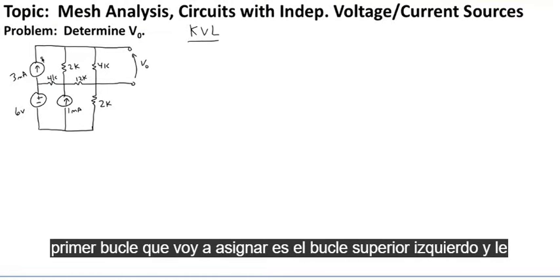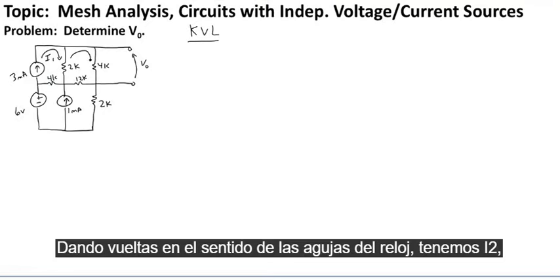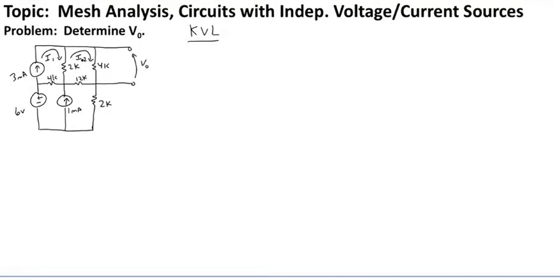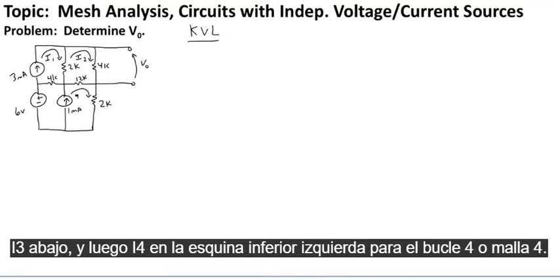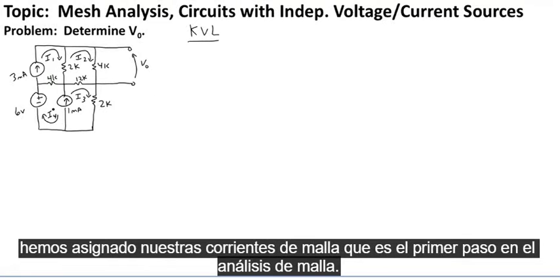The first loop I'm going to assign is the upper left-hand loop, and I'm going to give it mesh current I1 going around in the clockwise fashion. We have I2, I3 below, and then I4 in the lower left-hand corner for loop 4 or mesh 4. So now we've assigned our meshes and we've assigned our mesh currents. That's the first step in mesh analysis.